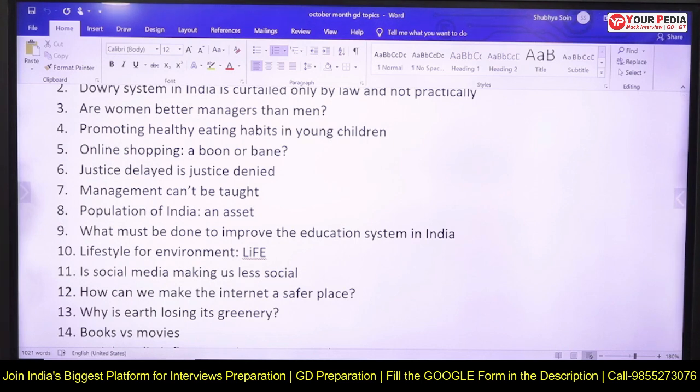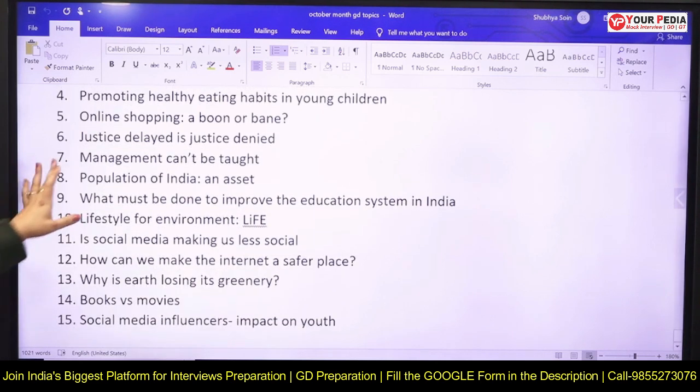Justice delayed is justice denied. Management cannot be taught. Population of India, is it an asset? What must be done to improve the education system in India? Lifestyle for Environment, LiFE, just tell about it. Is social media making us less social? How can we make the internet a safer place? And why is Earth losing its greenery?